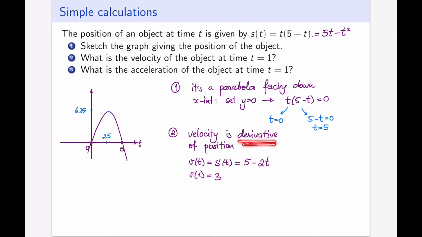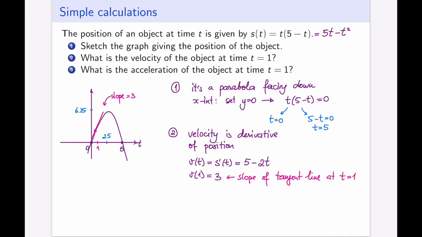The derivative is always the slope of the tangent line, which means that this is the slope of the tangent line, and not just anywhere, but at t equals 1. So if I draw myself a tangent line at 1, somewhere here, pretty rough sketch, there we go. The slope, according to my calculations, should be equal to 3. At least it looks reasonable because it's positive.